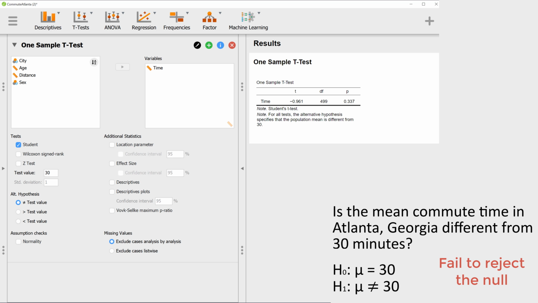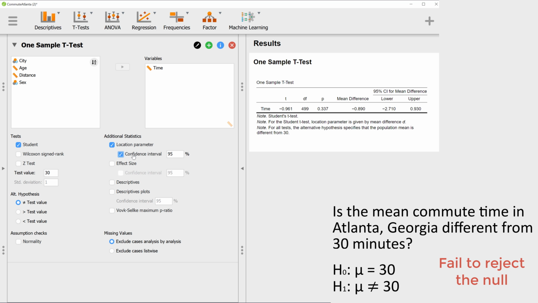There are some additional statistics available here as well. Location parameter gives us the mean difference. This is the difference between our observed sample mean and the hypothesized population mean of 30. Confidence interval will give us a 95% confidence interval for that difference. The default is always 95%, but you can change that here.